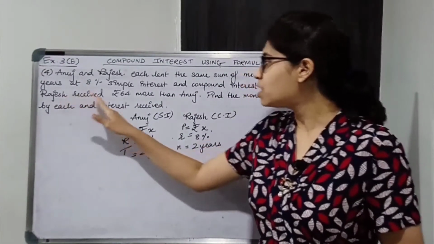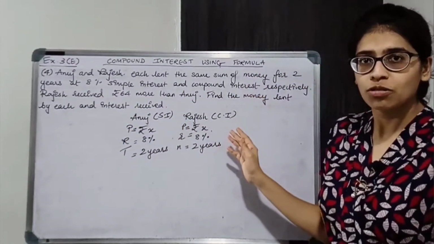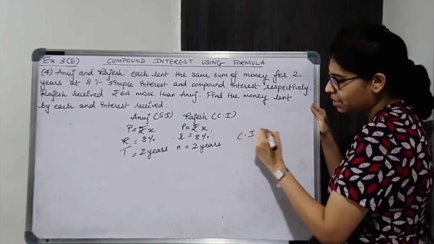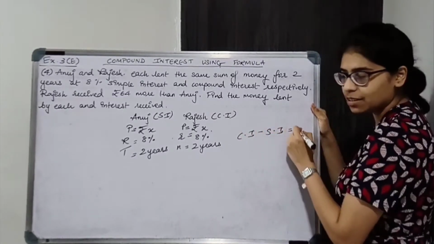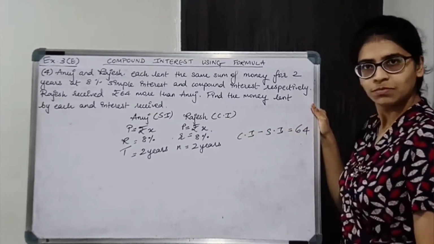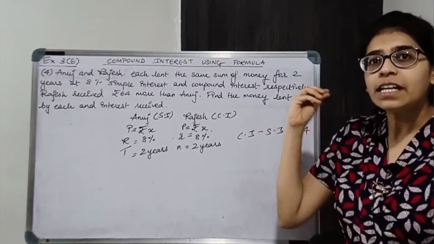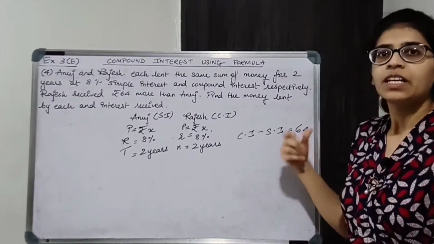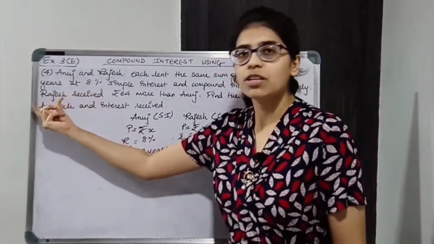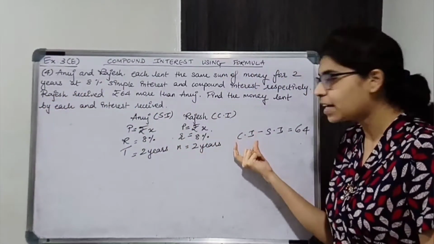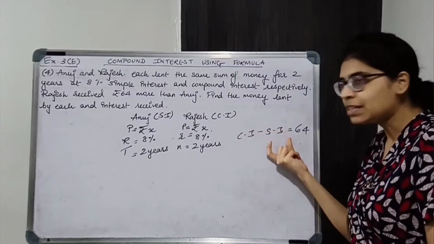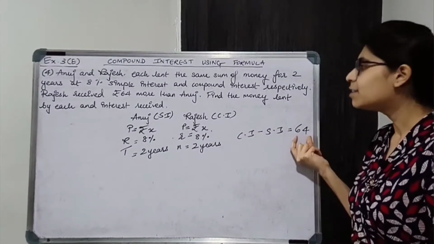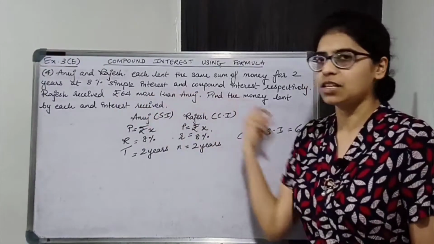So Rajesh received ₹64 more than Anuj. So how much more? CI minus SI is 64. The difference in the interest received by both is 64 rupees. Interest received by Rajesh is more. So first you will write the more one and then the less one. So more quantity minus less quantity equals the difference. What is the difference? That is 64.